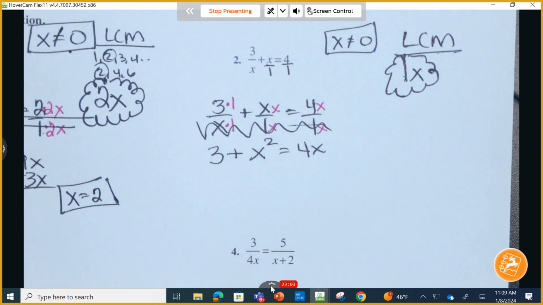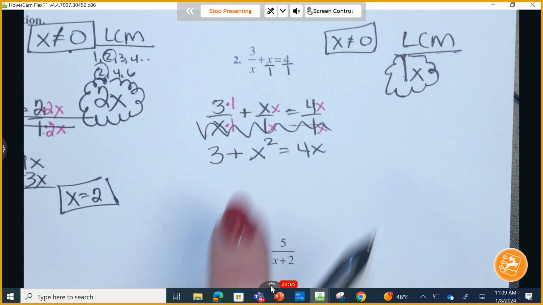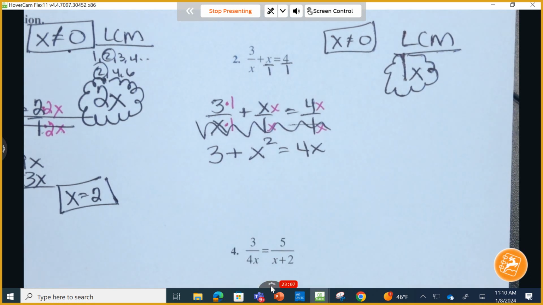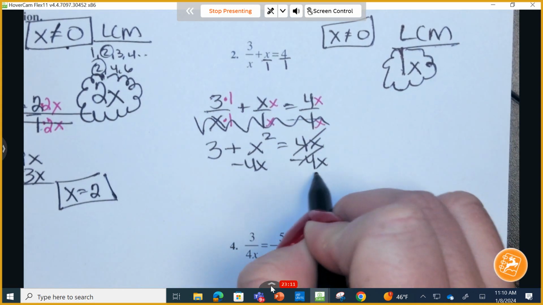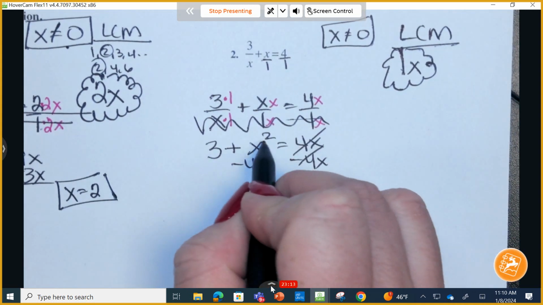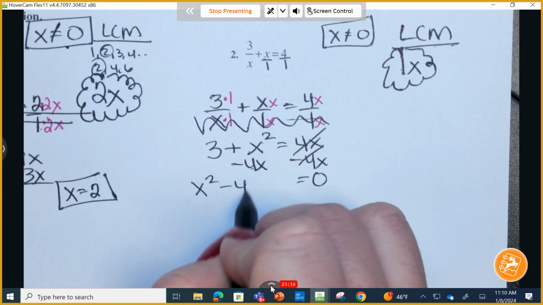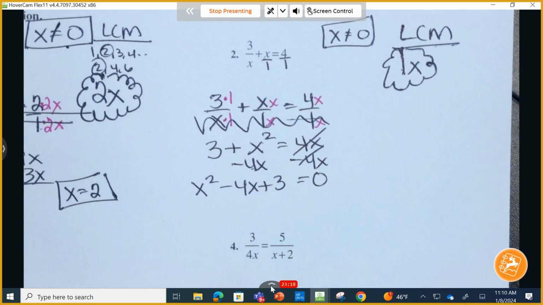Now, although we can move this to the left or right, it's always going to be my suggestion to move to the side that has an x squared. So let's move the 4x over. Now, there's nothing left on the right-hand side. On the left-hand side, if I write these in standard form, it looks like this. You're welcome to use the quadratic equation to solve or factoring if it works.